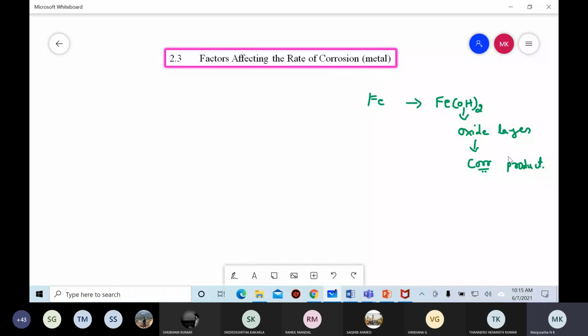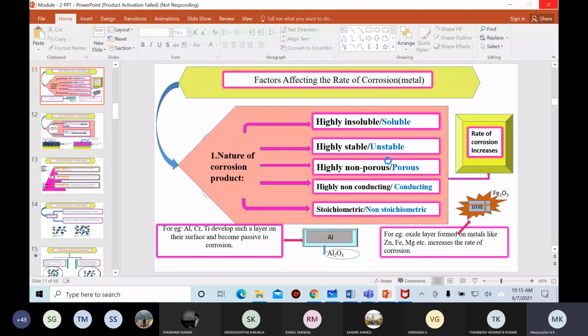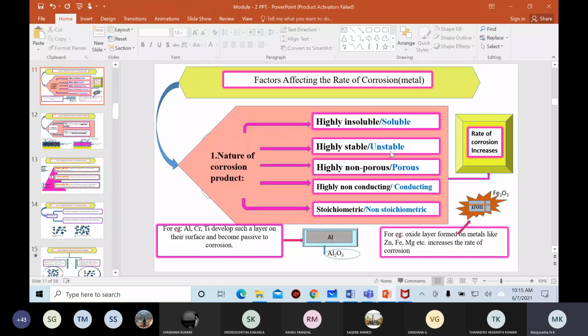Or take another example, copper. Once copper undergoes corrosion, there is a formation of a cupric oxide layer. That cupric oxide layer is also called a corrosion product. The nature of the oxide layer sometimes also affects the rate of corrosion, and two types of oxide layer are observed.